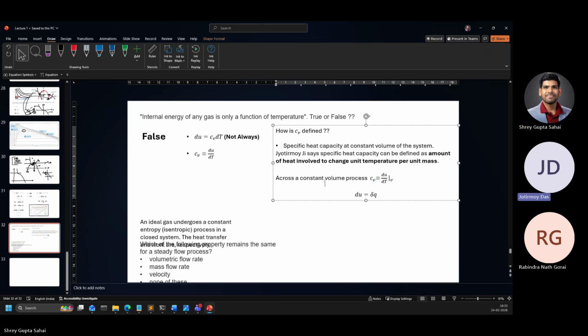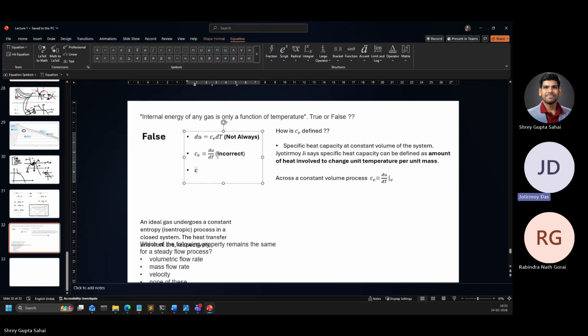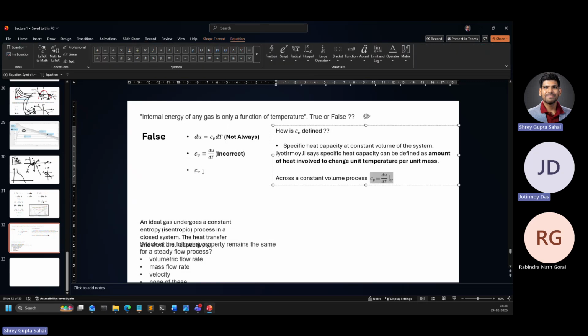I don't remember the name, but yeah, it is how we write. We write that under the assumption, under the constraint that specific volume is constant, only then CV is equal to du by dt. So this is wrong. This is incorrect. What is correct is the correct statement, as we had already written down. And I just wanted to say that this is how I define CV.